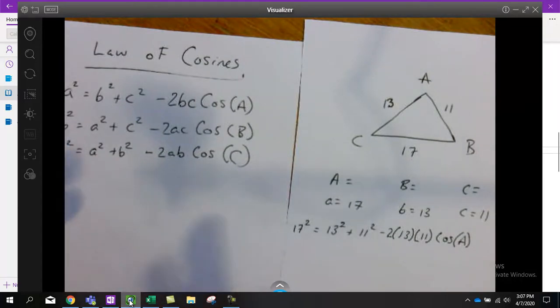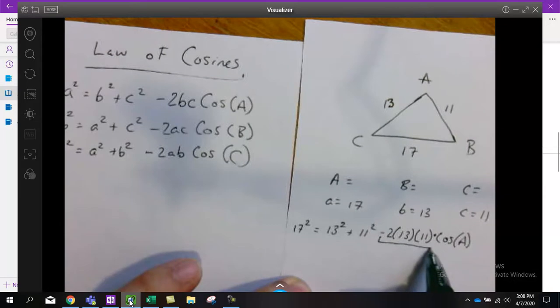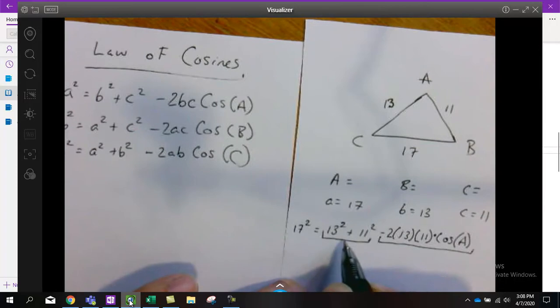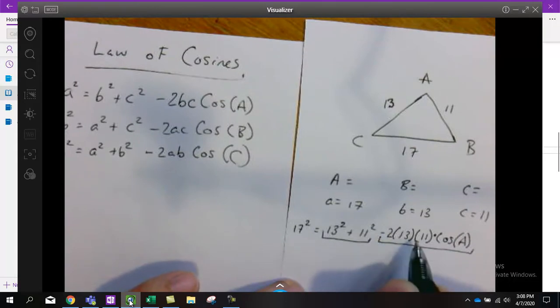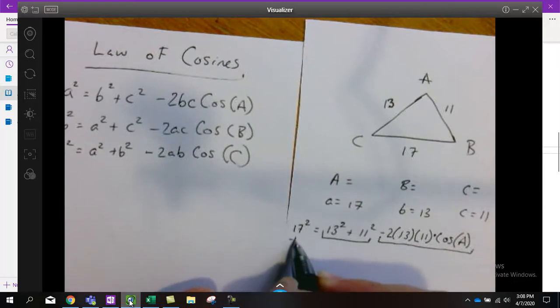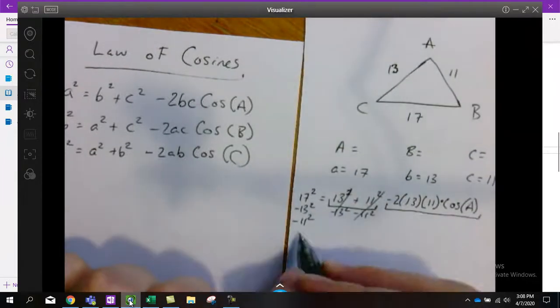What really causes a lot of grief is recognition that there is a multiplication right there, which means that this part of the problem is different than this part of the problem. I can subtract 13 squared and I can subtract 11 squared. I cannot combine it with this 2 times 13 times 11. Those are separate things. And so what I'm going to do right now is I'm going to minus 13 squared and minus 11 squared. That's going to cancel out those two guys. And let's see where that takes me.